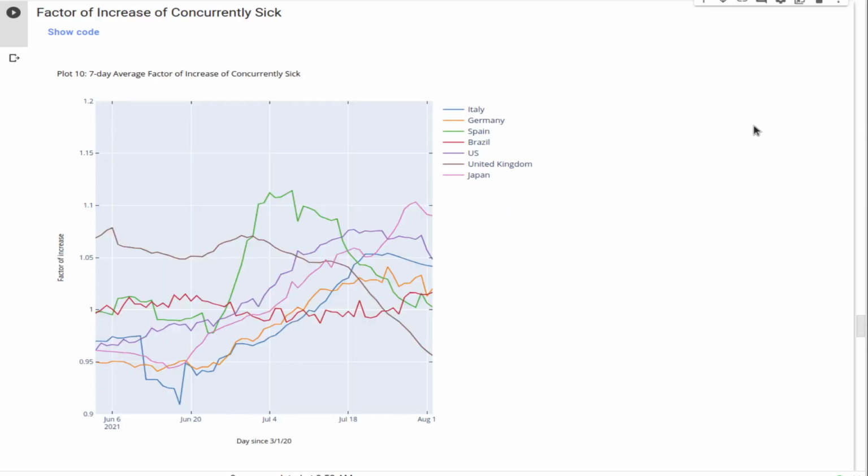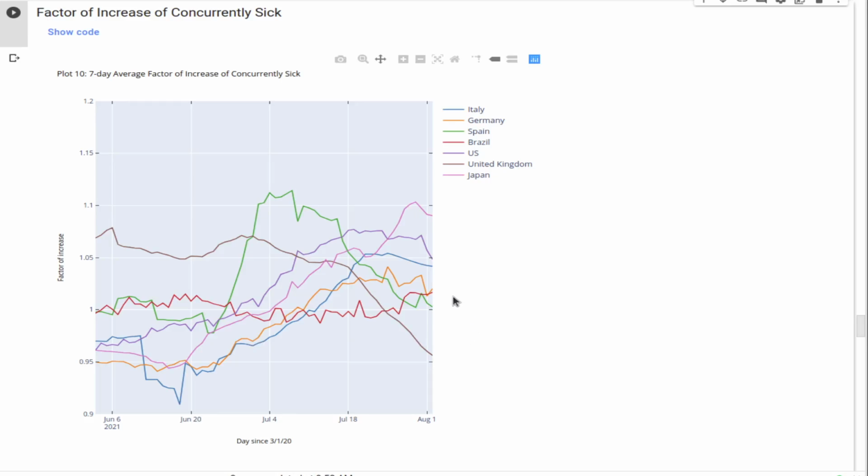Now this plot is very good for predicting the rise and fall of our curve because it shows the factor of increase of concurrently sick. So this shows the daily factor of increase from one day to the next, averaged over a 7-day period to make it appear more smooth. And everything above 1 means the number of concurrently sick is increasing. Any number below 1 means the number of concurrently sick is decreasing.